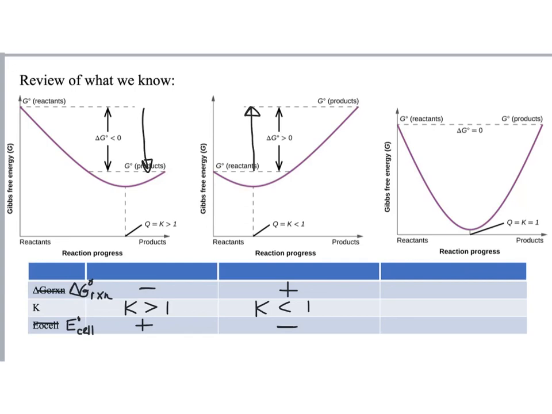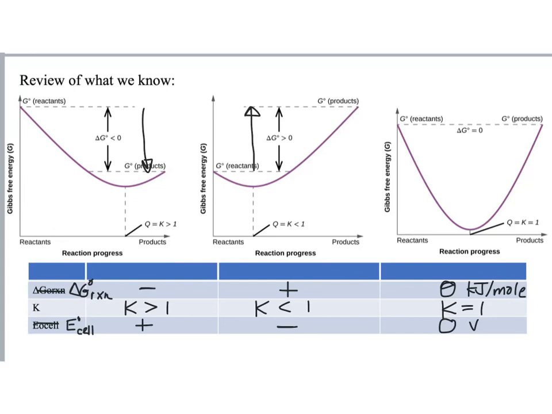And we won't really look at a case like the last one a whole lot, but this is where delta G of reaction is 0. So since delta G and E cell are proportional to one another, E cell would be 0 volts. Delta G of reaction would be 0 kilojoules per mole. And K would be equal to 1.